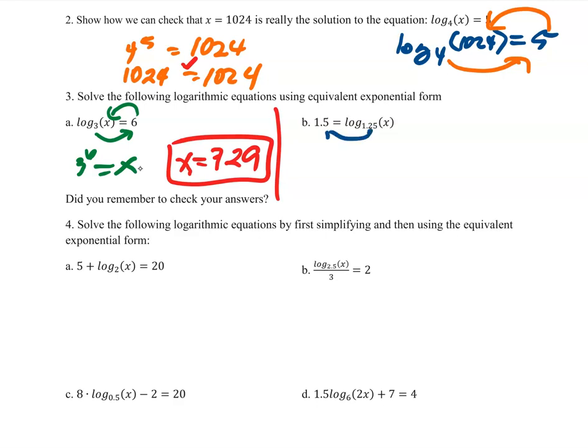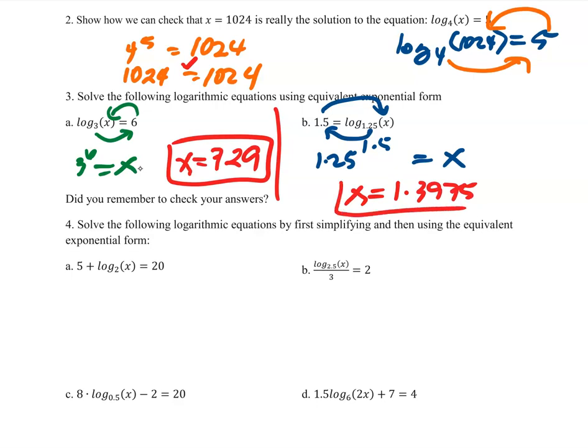Letter B, 1.5 is equal to log base 1.25 of x. So rewrite this into exponential. So that's going to be 1.25 to the power of 1.5 is equal to x. Then use your calculator. 1.25 raised to 1.5, x is equal to 1.3975. Okay, and you can check your answers.